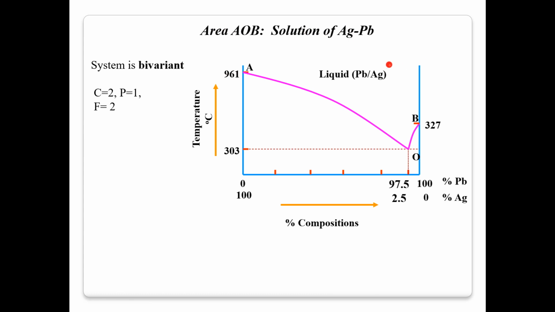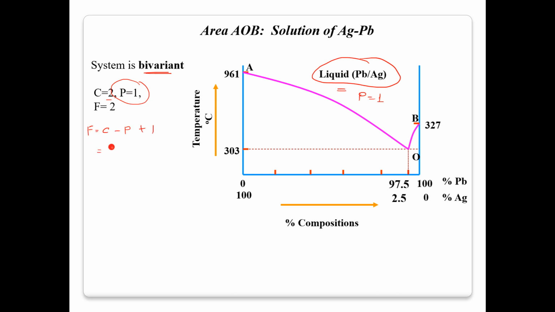Now we'll talk about the area. So if you talk about this area or whichever area, now the system is bivariant. Yes or no? The system is bivariant. Now why is it bivariant? The number of components is 2. We are talking about this area, so the number of components is 2, and there is only one phase, the liquid phase, so it is 1. So substitute in the formula C minus P plus 1.